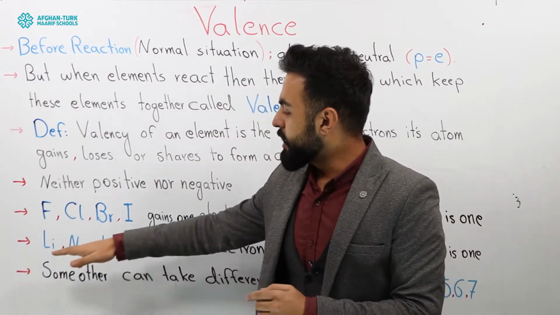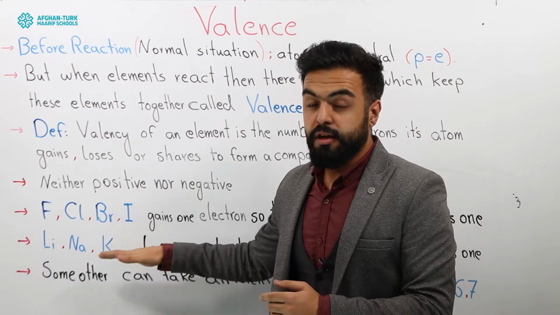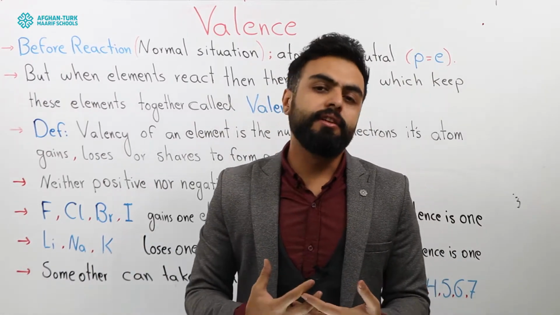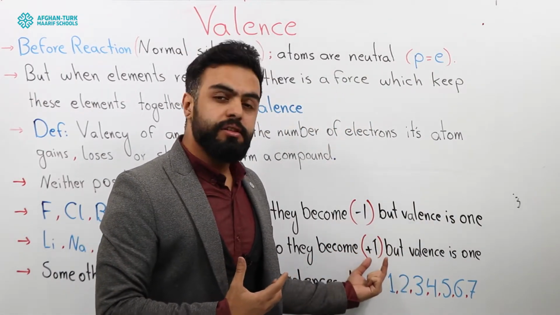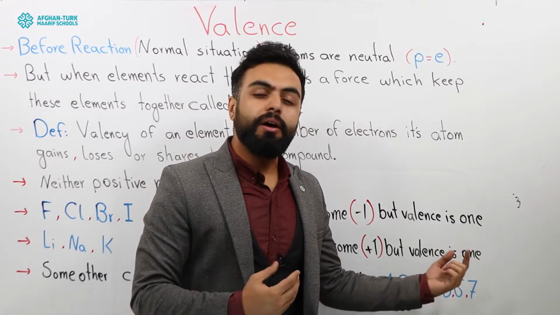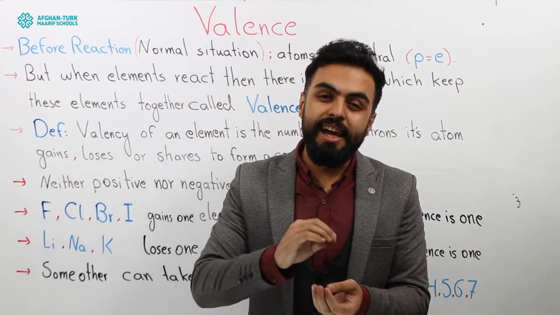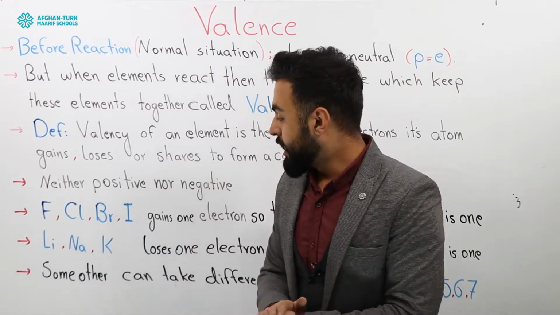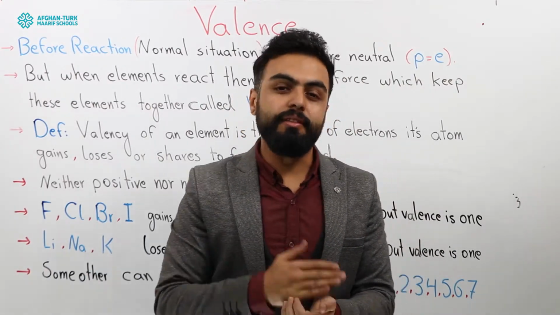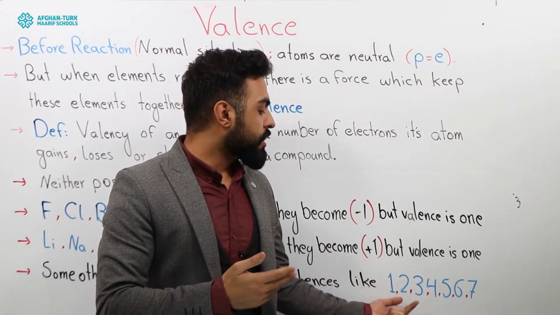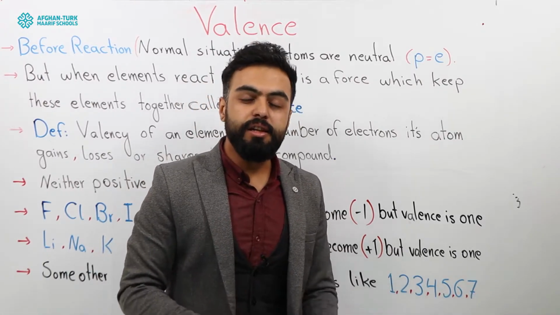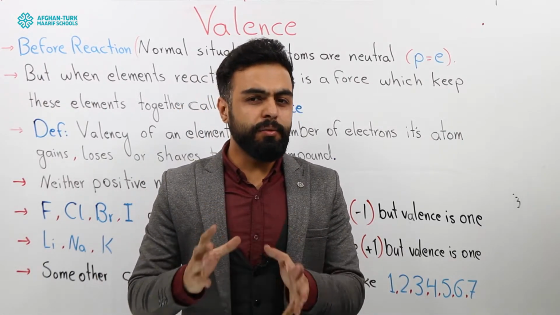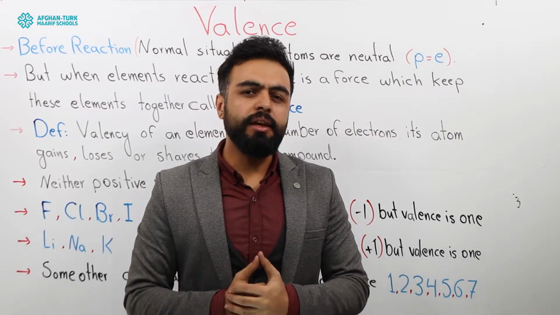And the same for lithium, sodium, potassium. When they react, their charge electrically becomes +1, but the valence is 1. So the valence doesn't have any charge at all. And there are some other elements that can have valence like 1, 2, 3, 4, 5 up to 7. So that was the first topic. Let's go to the next topic.